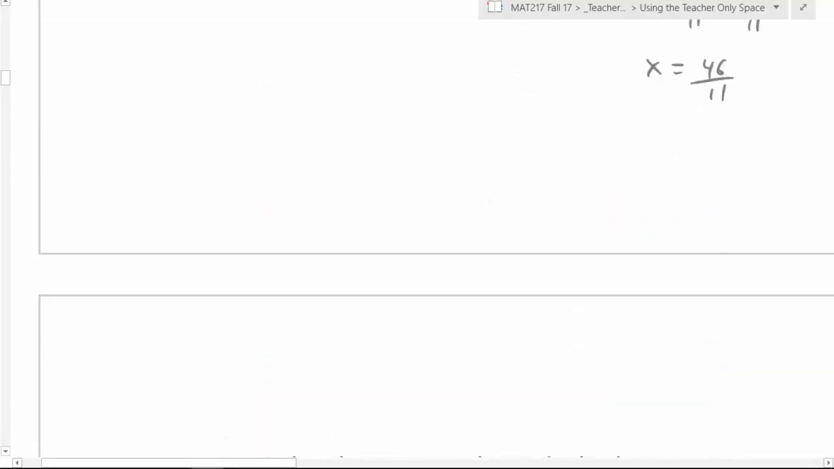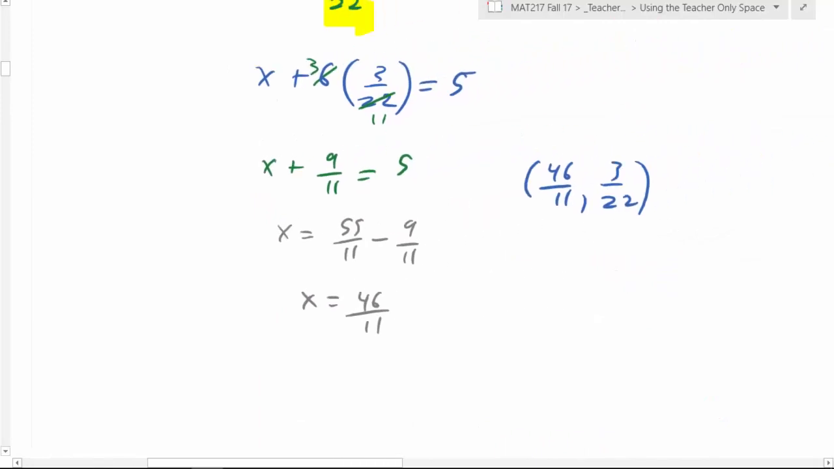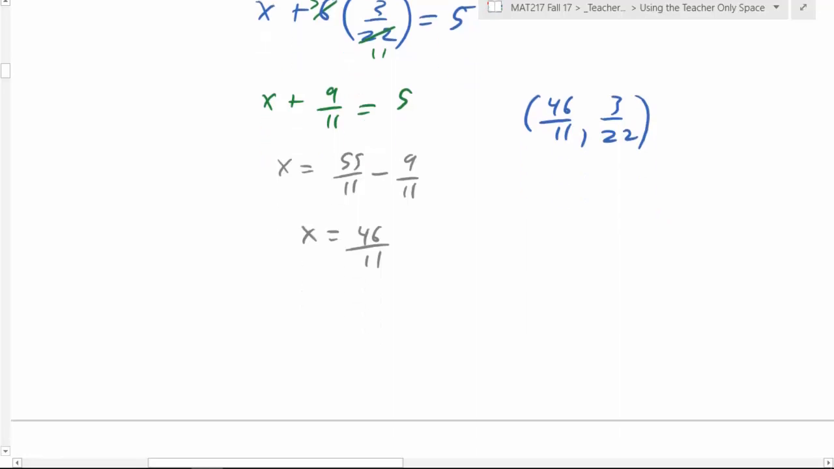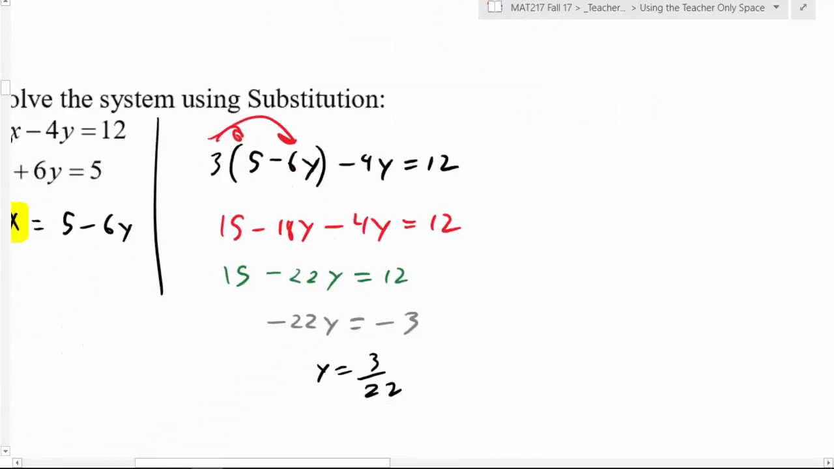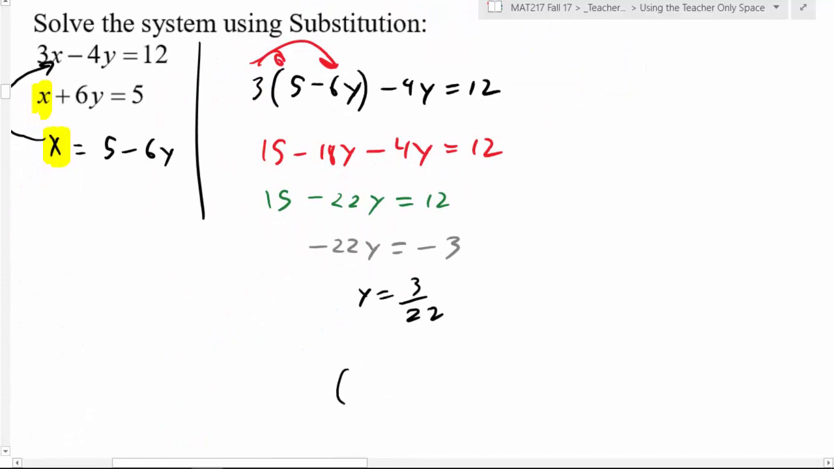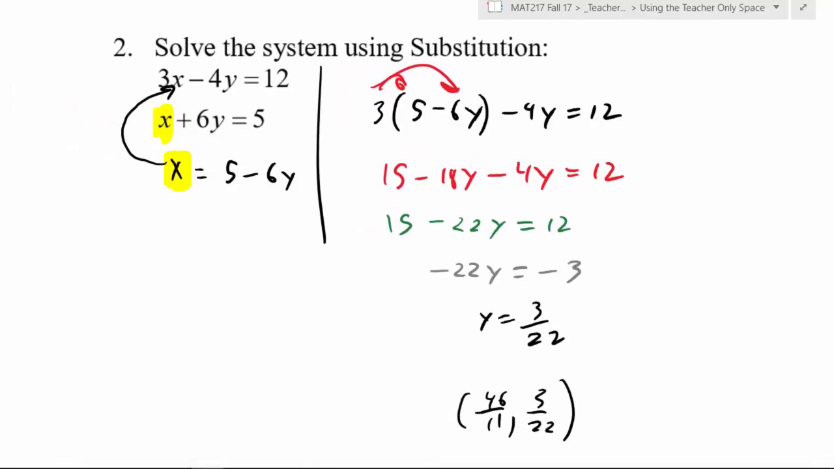That seems familiar. Hey, there it is, right? 3/22. So I'm not going to bother taking that value and substituting it back in for x, because I already know it's going to be 46/11. So therefore, I'm going to say it's 46/11, 3/22. But if you needed to, the one nice thing, if you hadn't already done the problem another way, notice we've already solved for x.